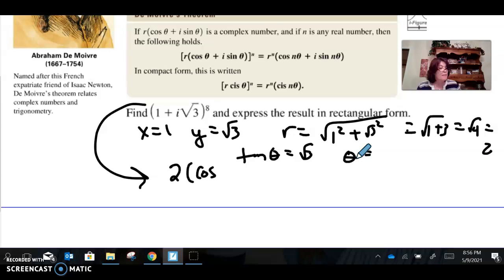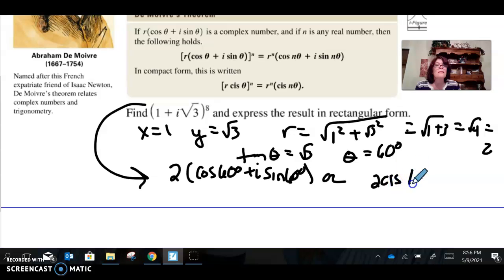theta must be, let's just go with degrees. I was going to write pi over 3, but we'll write 60 degrees. So I have 2 times the cosine of 60 degrees plus I sine of 60 degrees, or I could write 2 cis 60 degrees if I want to write the shortcut. That is what I'm raising to the 8th.